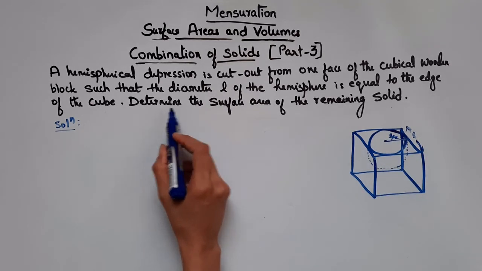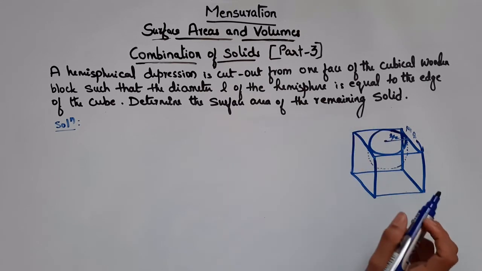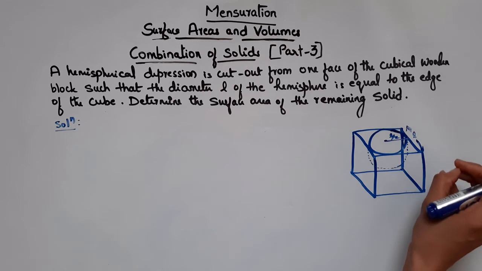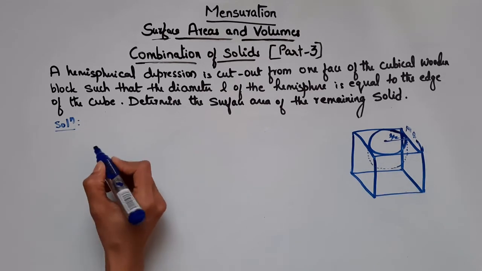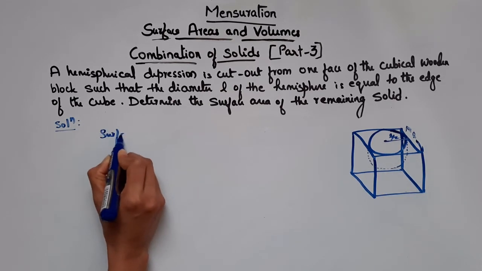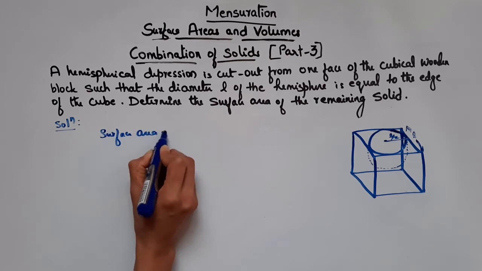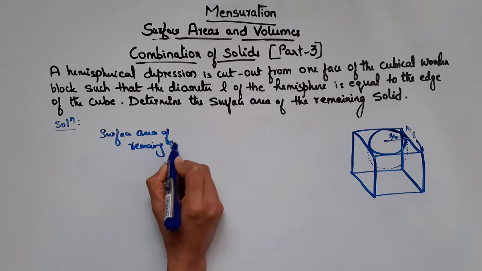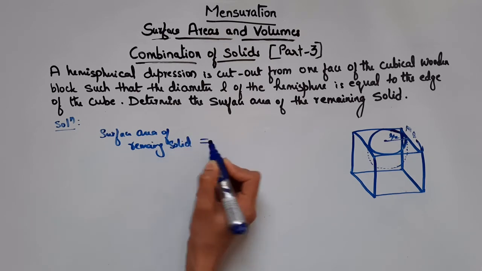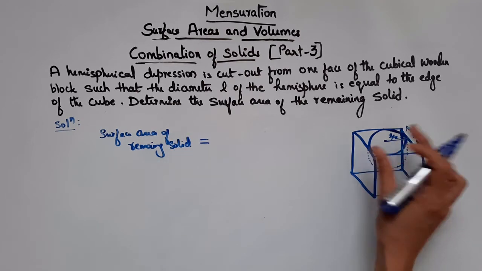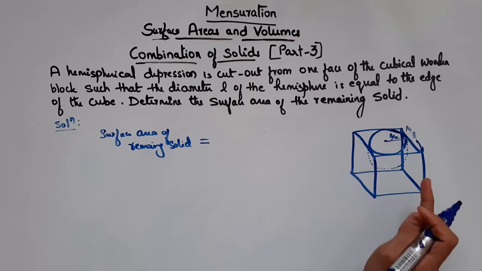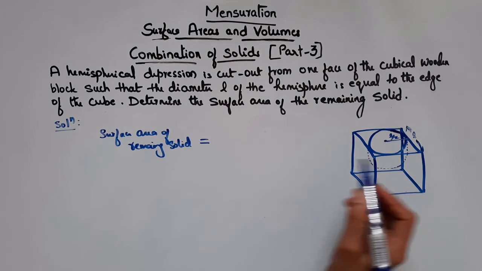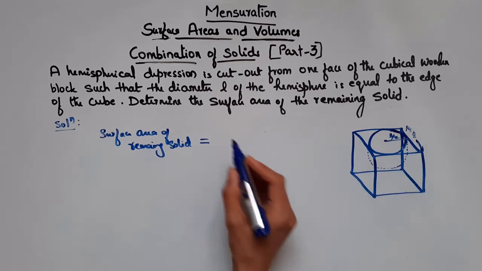Here we have to determine the surface area of the remaining solid, which means we have to find the surface area of this solid after removing this part. So the surface area of the remaining solid is equal to, what all surfaces can you see after removing this part? You can see the lateral surface of this cube, right? It has got 4 sides. So 4a square, here the side is L, so 4L square.